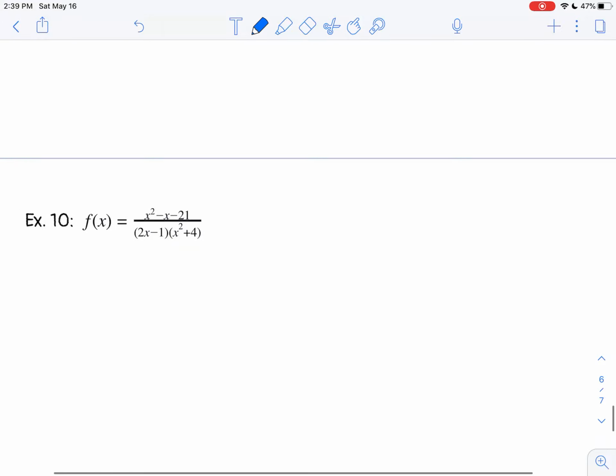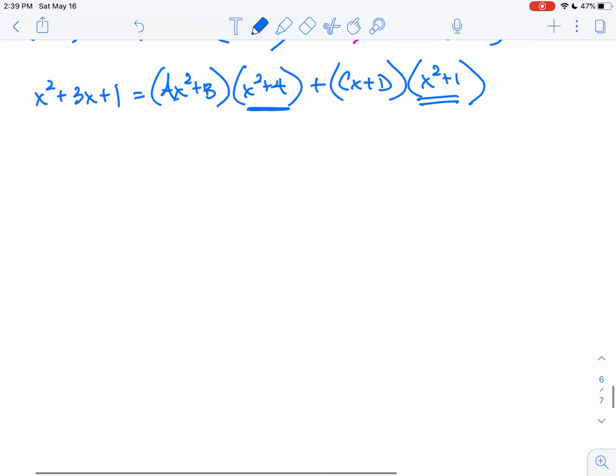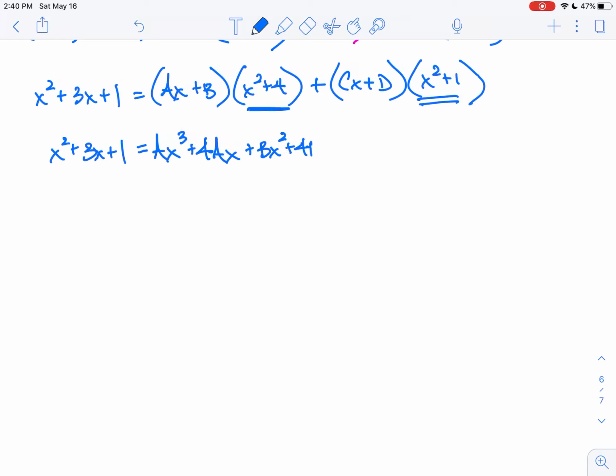So let's FOIL. All right, I've got x squared plus 3x plus 1 equals ax cubed plus 4ax plus bx squared plus 4b. That all comes from the first term. Plus, the second two multiplied together gives me cx cubed plus cx plus dx squared plus d.